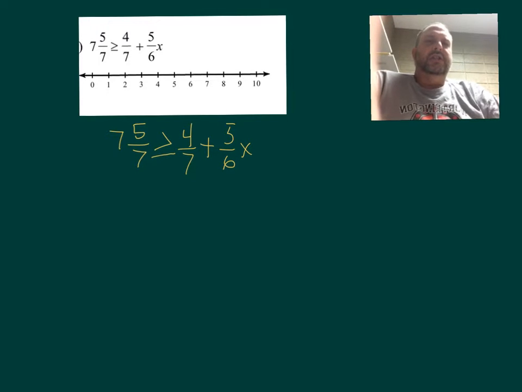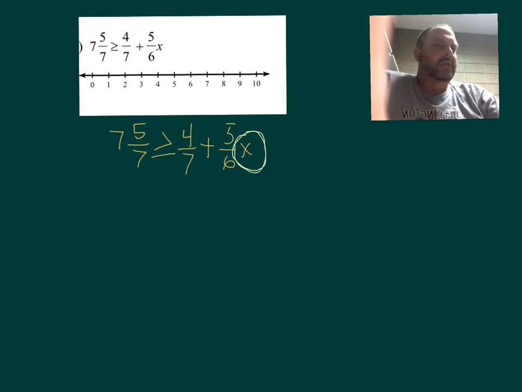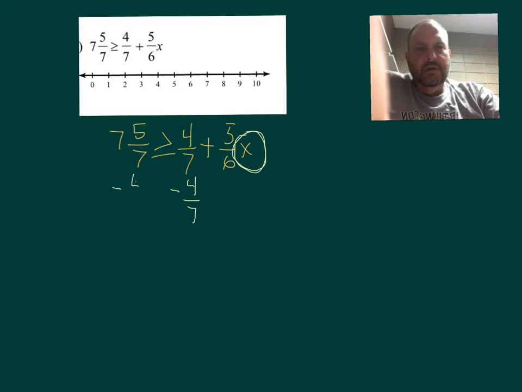And here we go with our fraction equation. It says 7 5/7 is greater than or equal to 4/7 plus 5/6 x. My goal, get the x by itself. So I need to remove all the other numbers, and our secret ingredient is inverse operations or opposite operations. The first thing I need to do is get rid of the 4/7. So to do that, I have a positive 4/7. The opposite of that is subtracting 4/7.